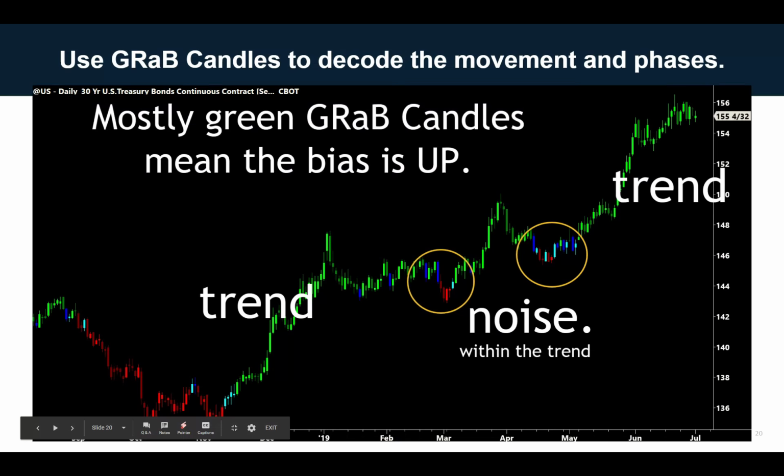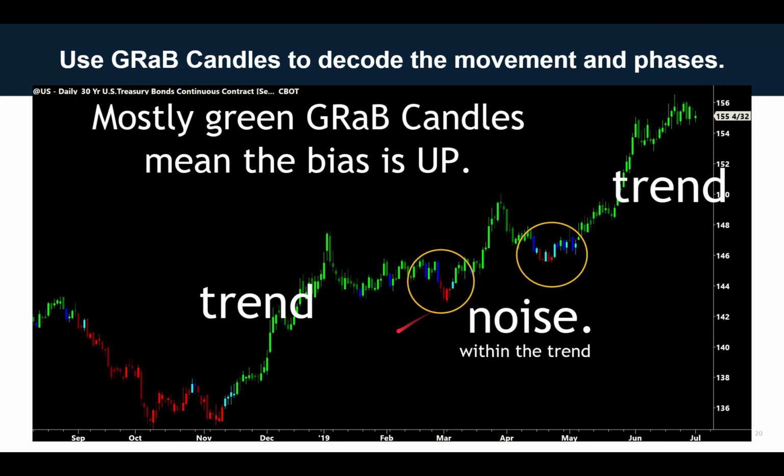All right, so let's get to the nitty gritty and talk about how you can do this with the tools that I'm going to share with you here. Use the grab candles to decode the market movement in phases. If there's mostly green grab candles, that means the bias is up, and what precedes a trend? Bias. So you want to see those continuation of green grab candles, and even if there's a little bit of noise, you know what to do now. Respect the trend that was.